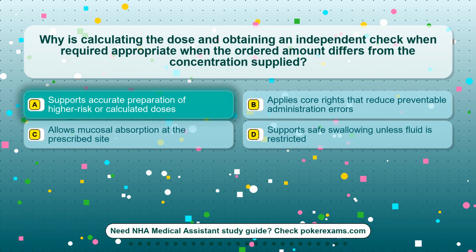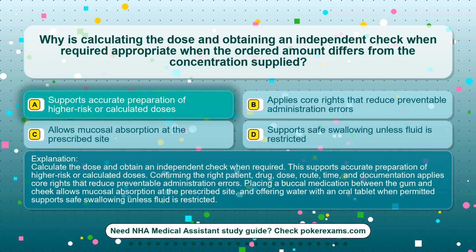The correct answer is option A. Supports accurate preparation of higher-risk or calculated doses. Calculate the dose and obtain an independent check when required. This supports accurate preparation of higher-risk or calculated doses. Confirming the right patient, drug, dose, route, time, and documentation applies core rights that reduce preventable administration errors. Placing a buccal medication between the gum and cheek allows mucosal absorption at the prescribed site, and offering water with an oral tablet when permitted supports safe swallowing when fluid is not restricted.